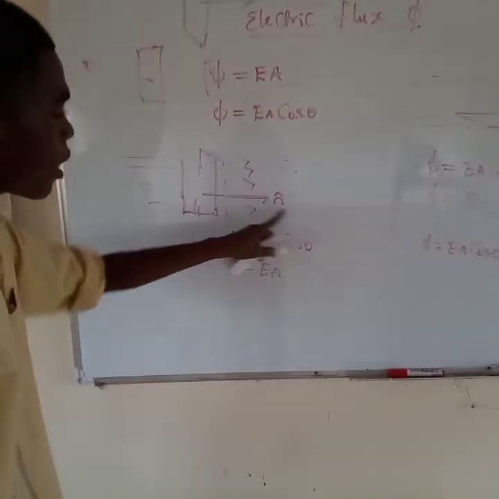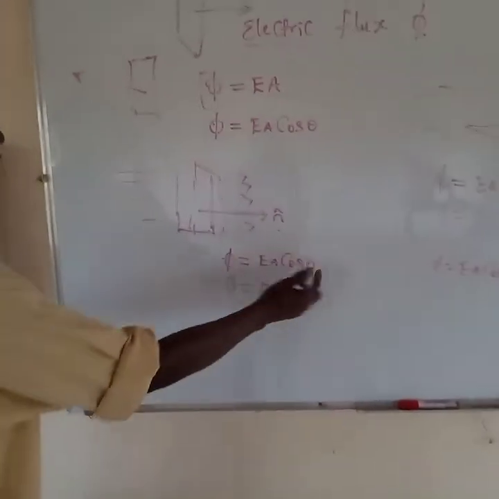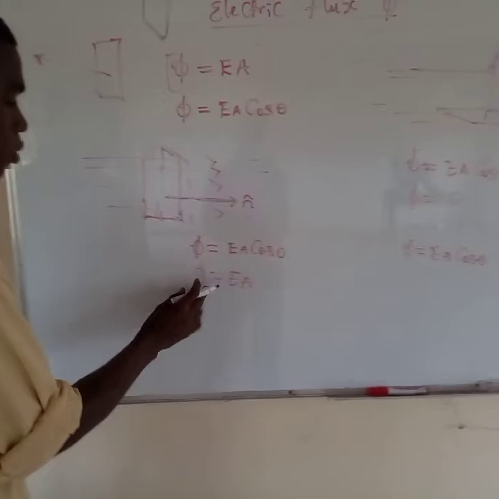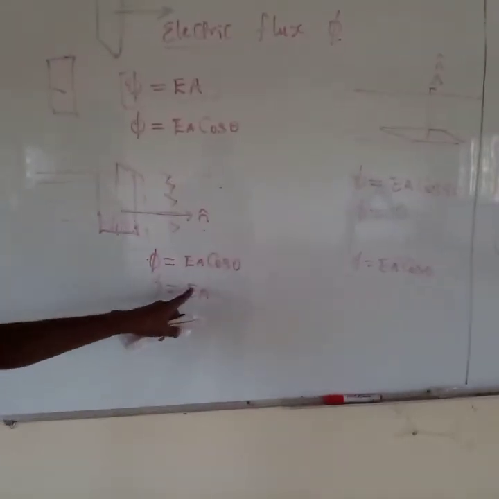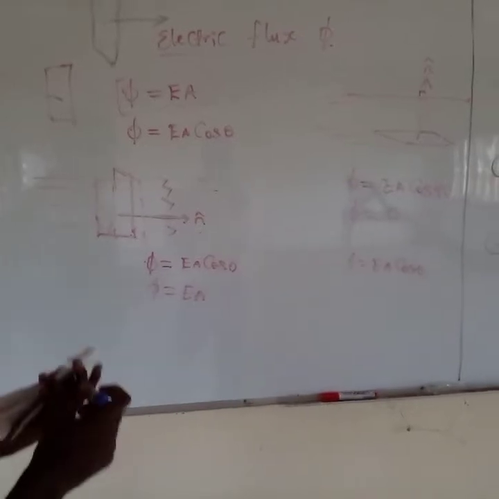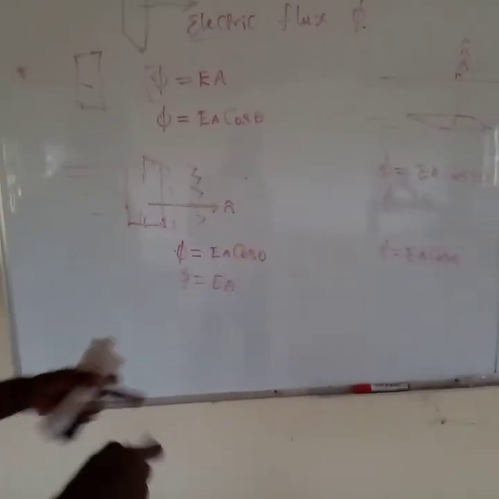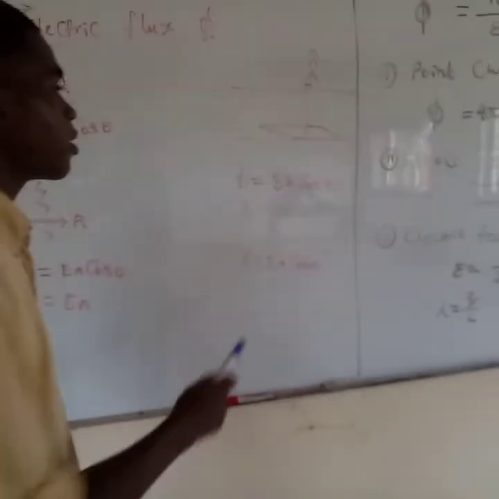At parallel to the surface. When the field is parallel to the surface, that means there is no angle, that is 0. So that will be cos 0, which is 1. That will be what? Field times area. Those things are exam objectives. They come out most times in the exam.